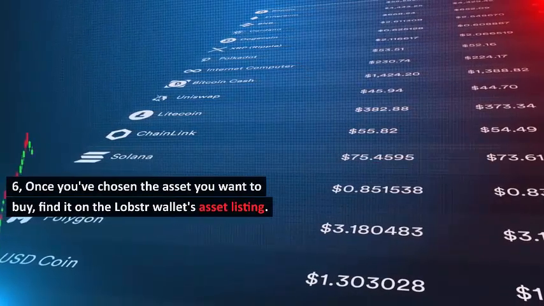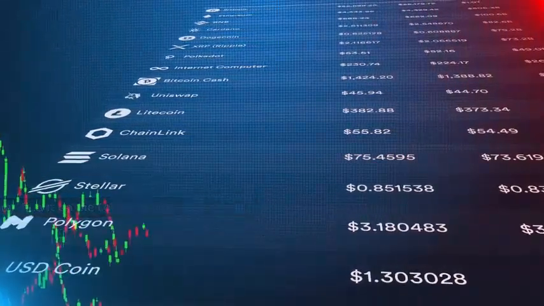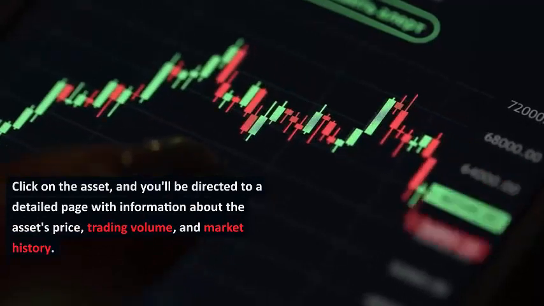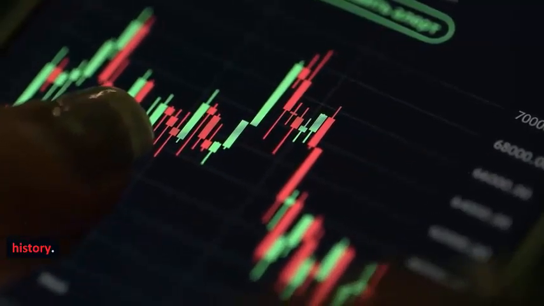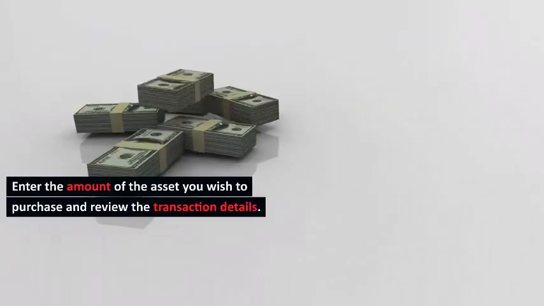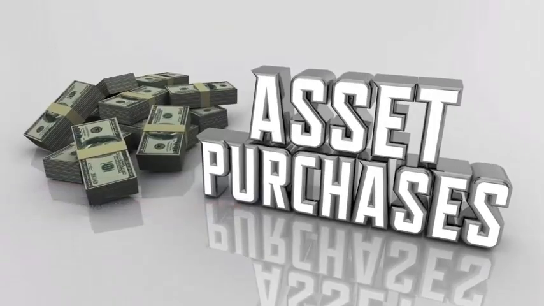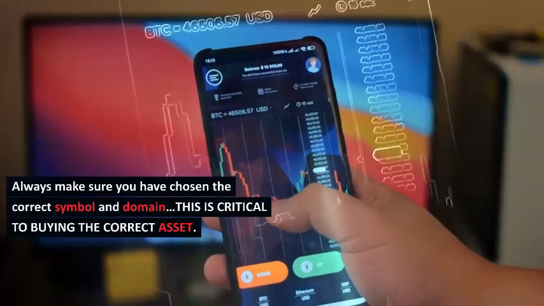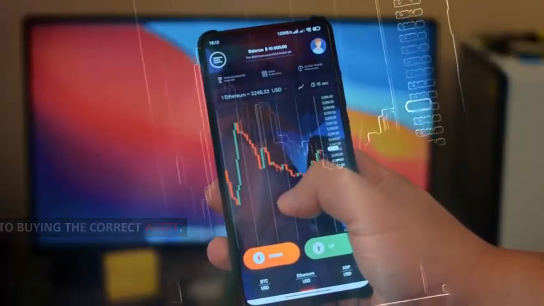6. Once you've chosen the asset you want to buy, find it on the Lobstr wallet's asset listing. Click on the asset, and you'll be directed to a detailed page with information about the asset's price, trading volume, and market history. Enter the amount of the asset you wish to purchase and review the transaction details. Always make sure you have chosen the correct symbol and domain. This is critical to buying the correct asset.